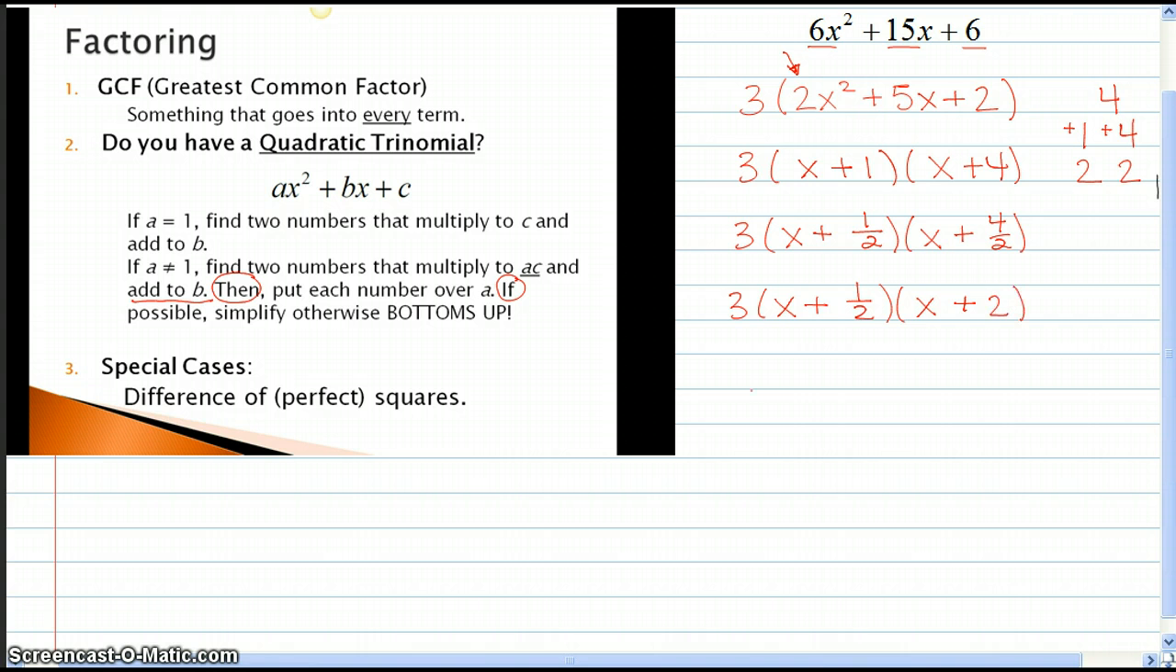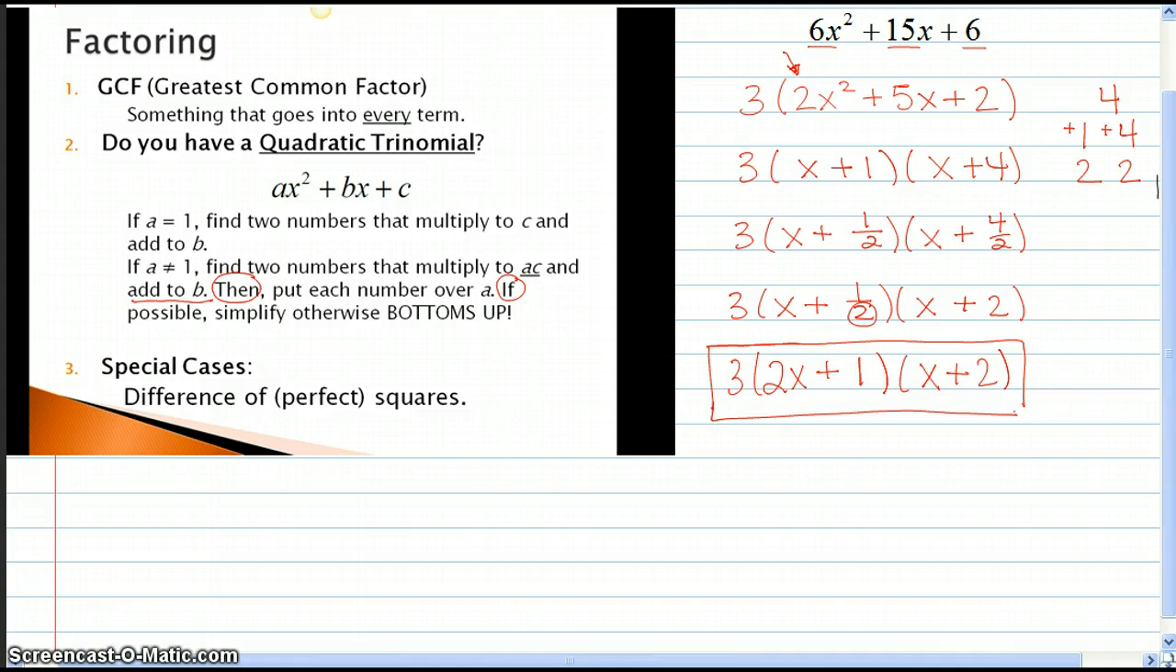Then it says, otherwise, bottoms up. Bottom means your denominator. In our case, we would have the 3 still up front. The bottom was a 2, so that means bring the bottom up front. So 2x plus 1, and then you would have x plus 2. So my final factored answer for this problem should be what I have written here: 3 times 2x plus 1 times the quantity x plus 2.